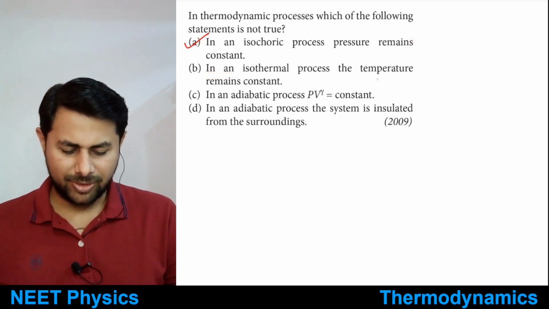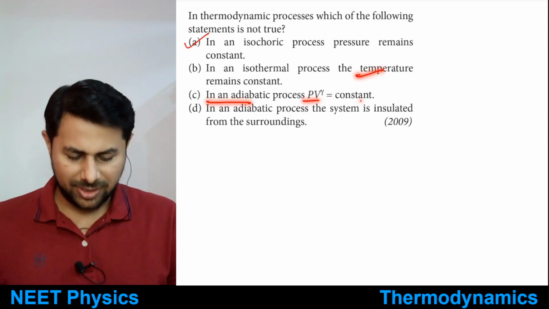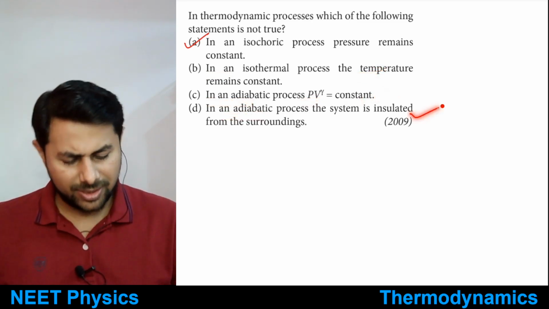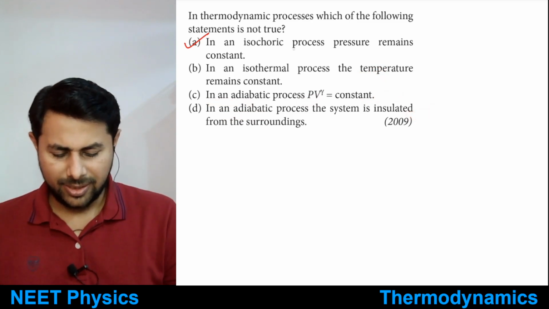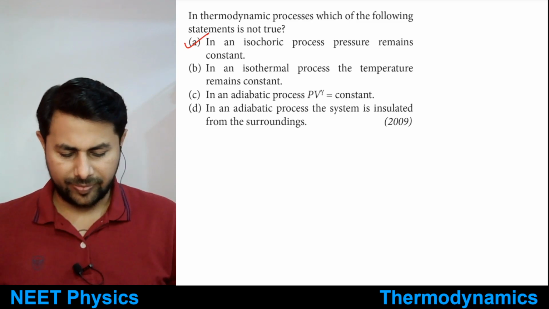In an isothermal process, the temperature remains constant. This is correct. In an adiabatic process, PV raised to gamma is constant. This is also correct. In an adiabatic process, the system is insulated from the surroundings. This is also correct, right? So "in an isochoric process, pressure remains constant" is incorrect.